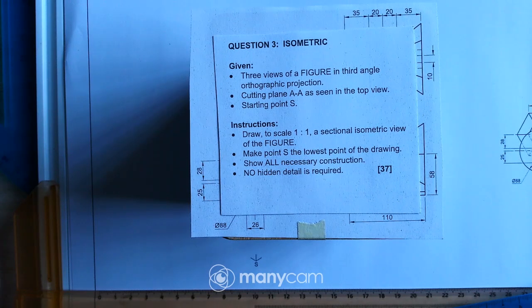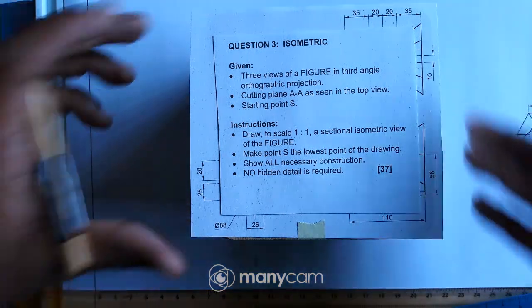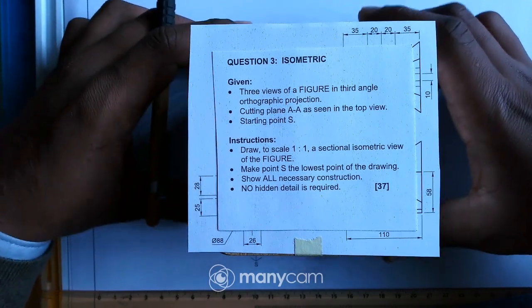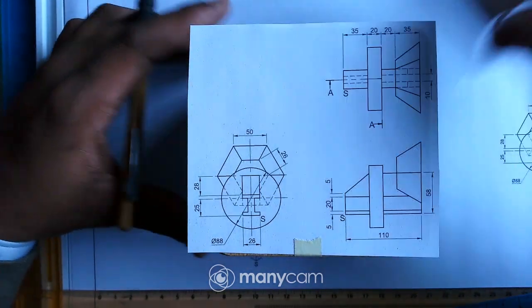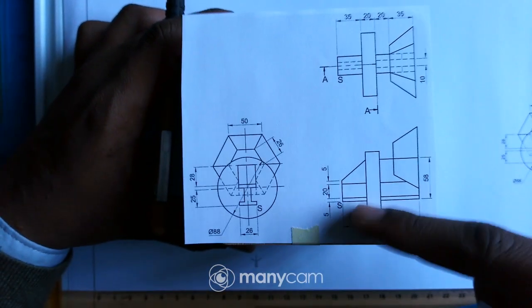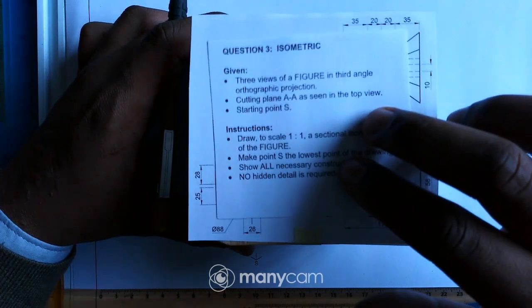Third point, you should be able to construct a sectional isometric drawing using a given cutting plane. So let's get started. So as you can see on the screen, I have an isometric drawing question. Obviously, I've cut out this instructions section and also the views of the given object, right?